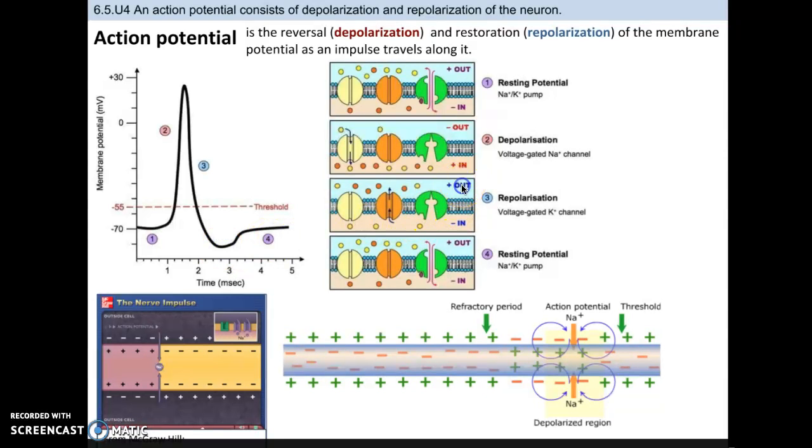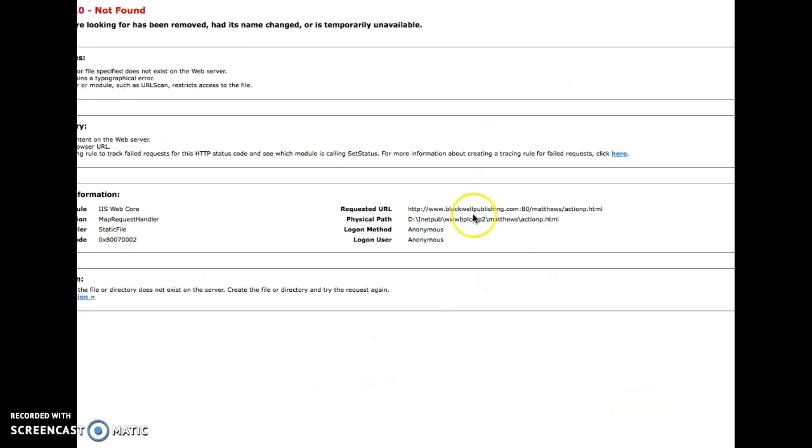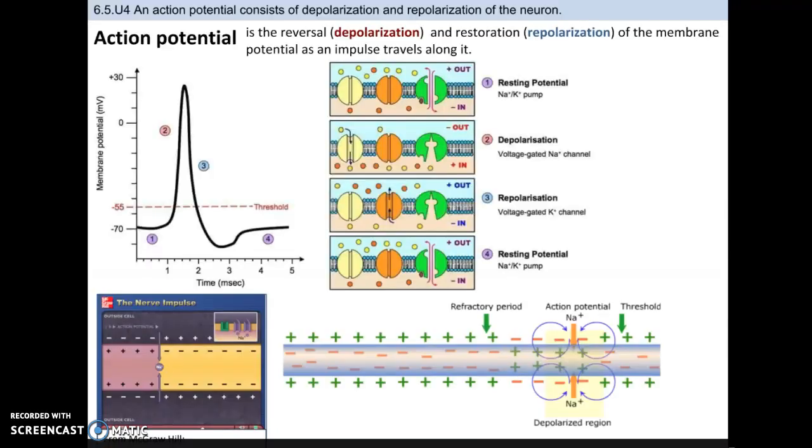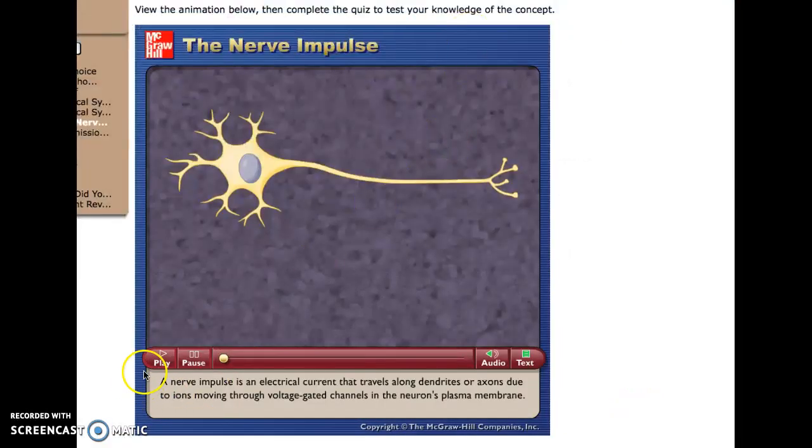So we now have positive on the outside and negative on the inside once again, but the sodium and potassium are on the wrong sides. We're supposed to have potassium on the inside and sodium on the outside, but this has been flip-flopped. So we have to go back into resting potential in order to get the sodium and potassium back on the right sides. Let's take a look at this through the McGraw-Hill animation.